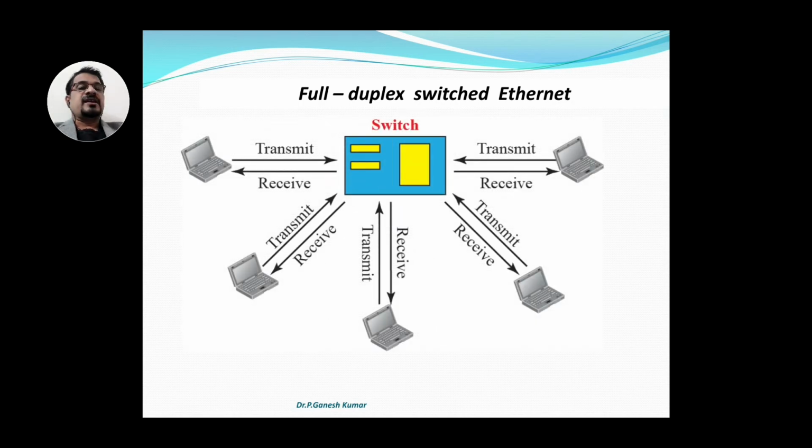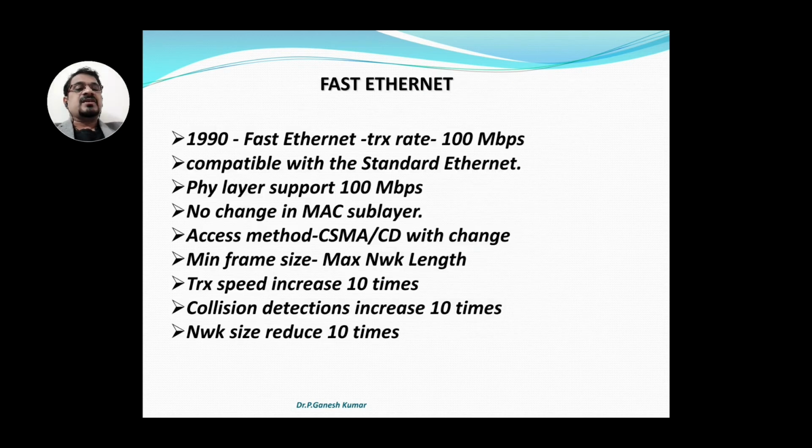And also the full duplex switched Ethernet. Here the station can do transmission and, at the same time, use the connection for receiving. Suppose that particular station wants to send data at 10 Mbps or 100 Mbps, it can also accept it. It means the connections are bidirectional. With that help, with full duplex, it can achieve this.